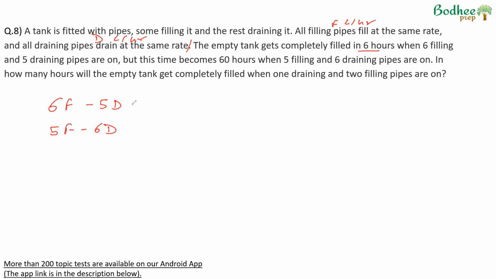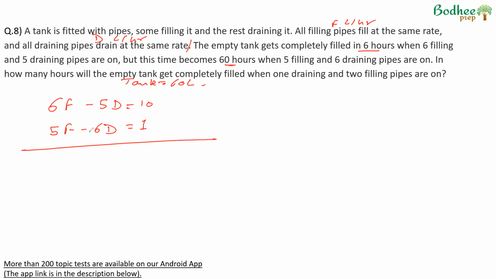Okay. Now, 6 filling and 5 draining, this takes 6 hours. If we assume that the tank is of 60 liters, we can say that 6 filling and 5 draining fill 60 liters in 6 hours. Therefore, 10 liters per hour. 6 filling pipes will fill 6F per hour. 5 draining pipes will take out 5D per hour. Therefore, net 6F minus 5D should be 10 liters per hour. Similarly, in the second case, 5 filling pipes will fill 5F. 6 draining pipes will remove, therefore minus 6D. This will be the amount of water filled every hour. At this rate, it takes 60 hours to fill 60 liters. Therefore, 1 liter per hour.